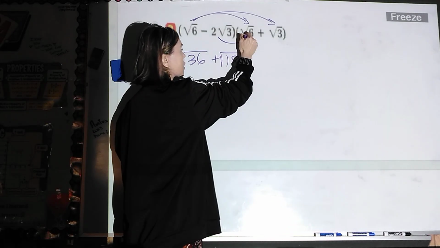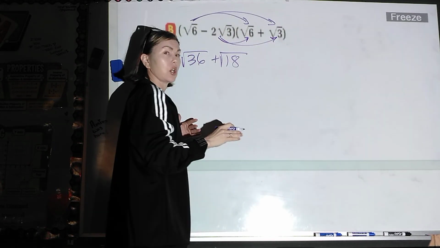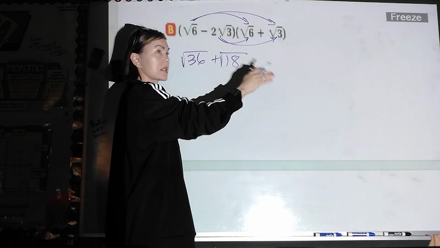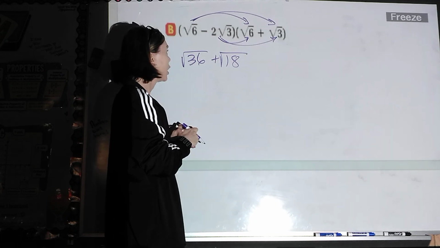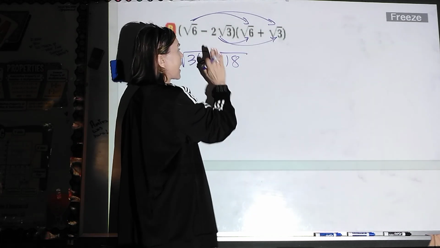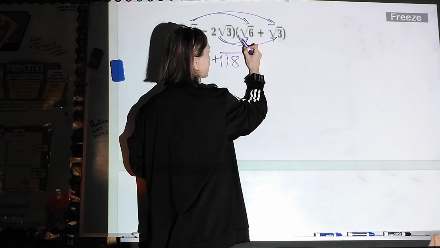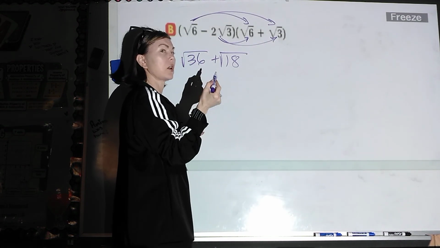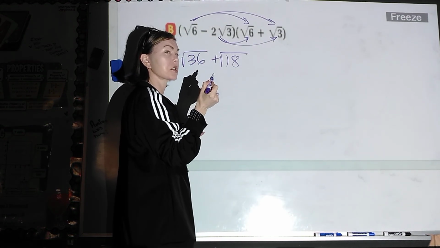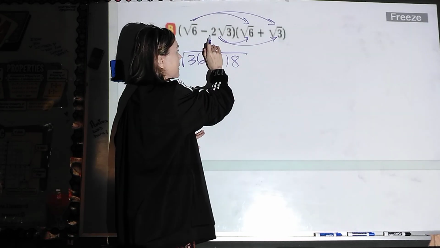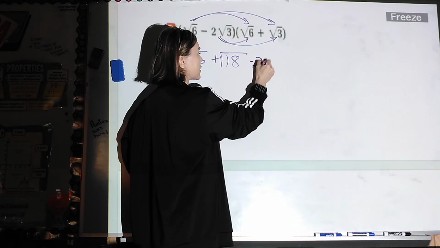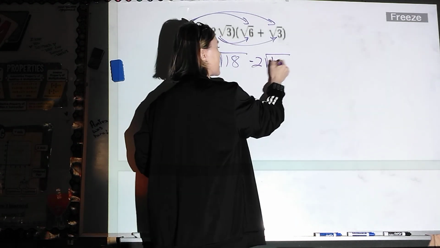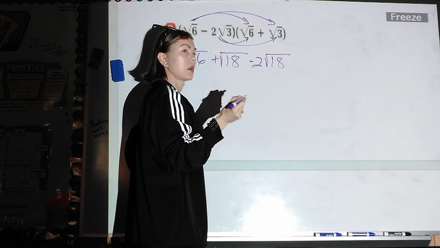Now take the second term. Draw your arrows 1 and 2, to signify that we're multiplying the second term to the same two terms in the second binomial. Even though it's not there, you know there's a 1 here and a 1 here. So you have to multiply the numbers first and then the radicals. So a negative 2 times 1 gives me a negative 2. And then radical 3 times radical 6 is radical 18.